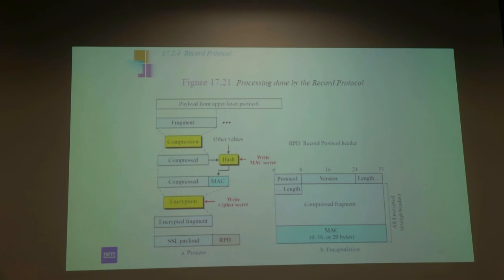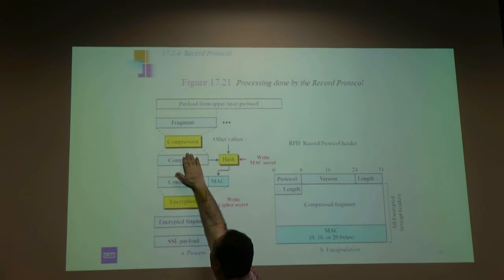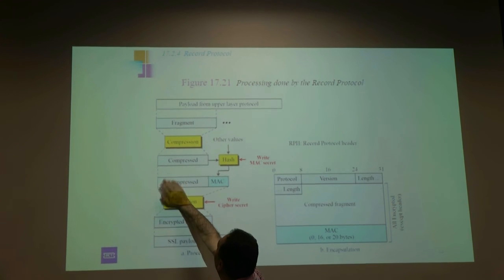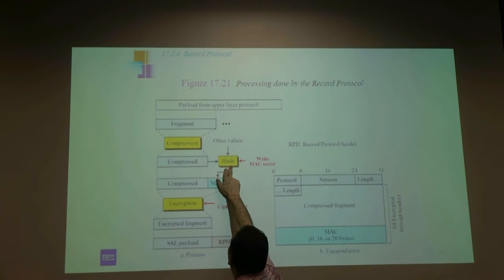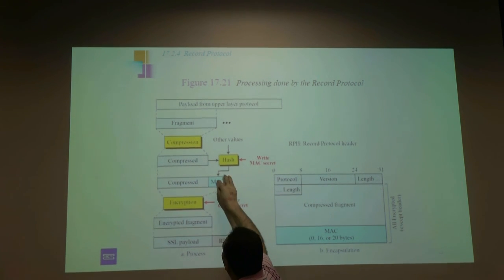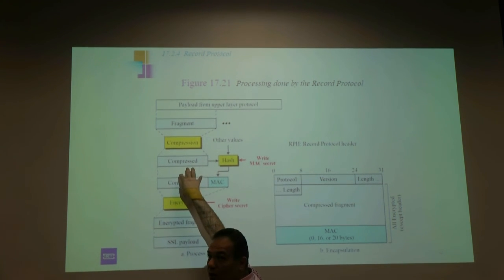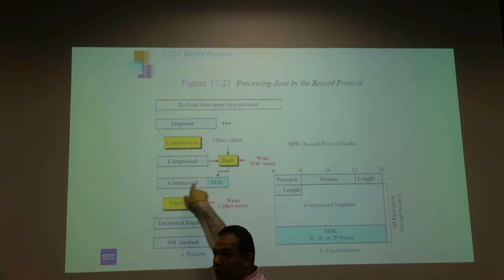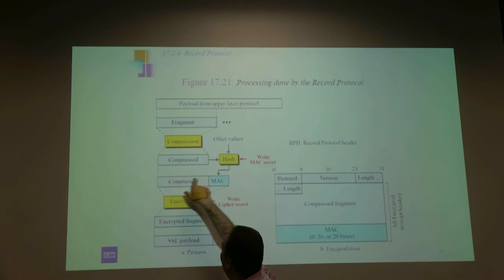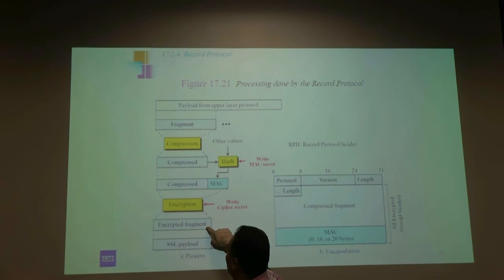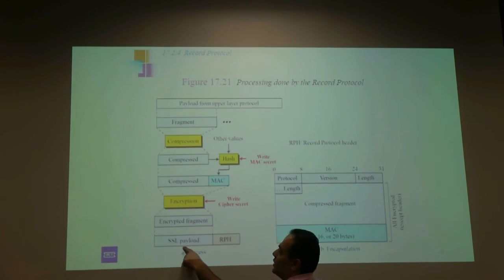So the message is fragmented and optionally compressed. Then when you compress it, you pass it to the hash function, and from the hash function you create the MAC. You attach the MAC to the compressed message. Then everything, which includes the compressed fragment with the MAC, will be encrypted. And that's what we will have, the encrypted fragment, which will be your SSL payload.